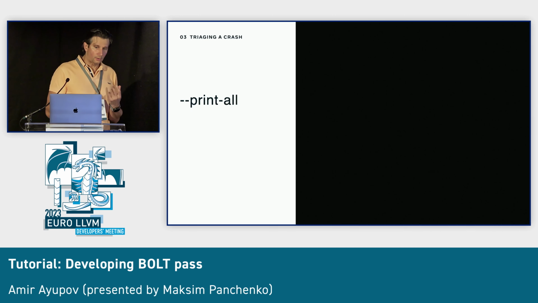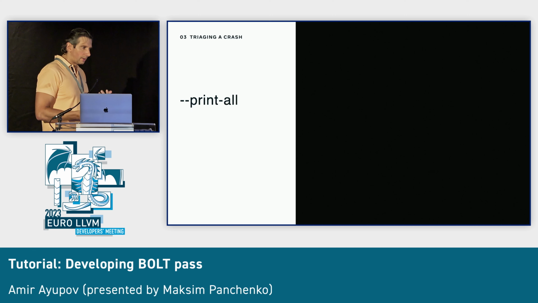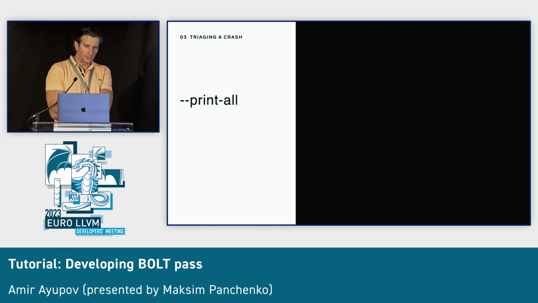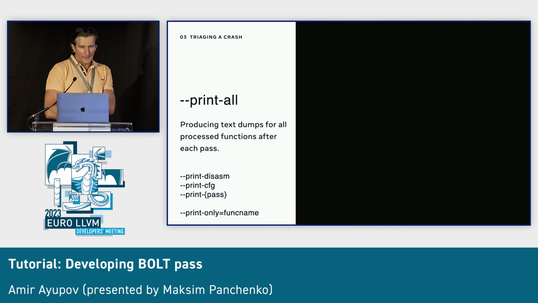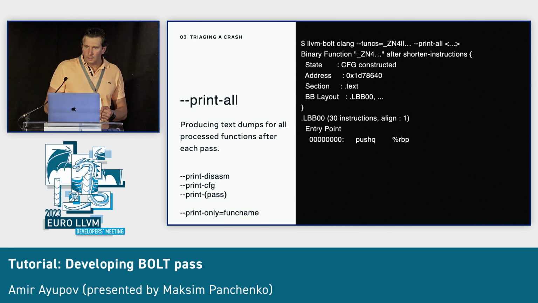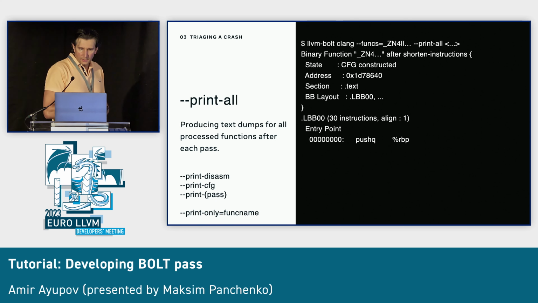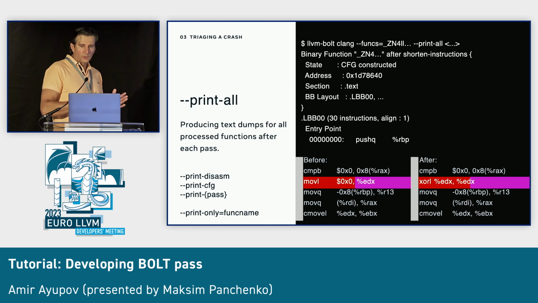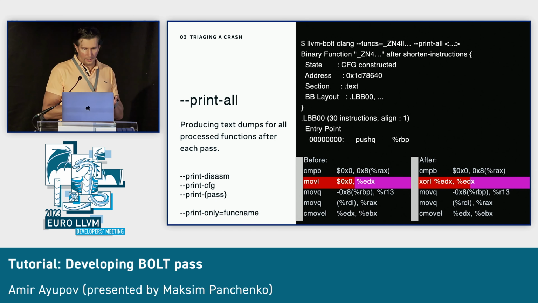So there's a special option called print all. Even if you add a new pass and you don't have a special option to dump the function after it, print all will still do it for you. And then you can also pass the specific function name. So once we pass the name of the function, it will display what's going on, and you can see what happened before and after the shortened instruction pass. This is the pass that we have modified.